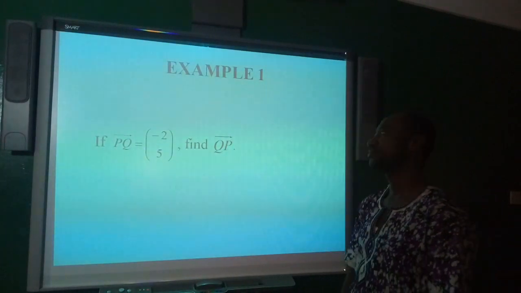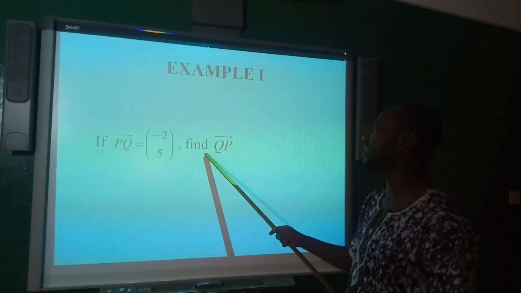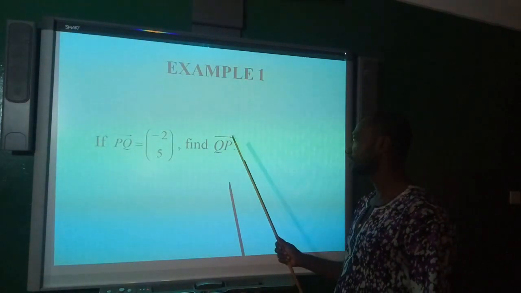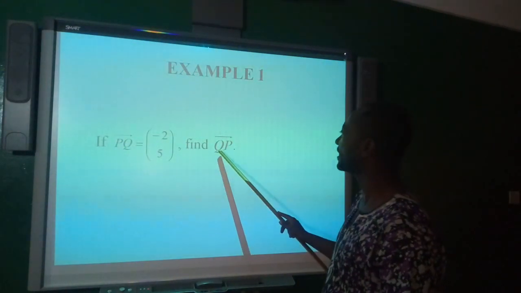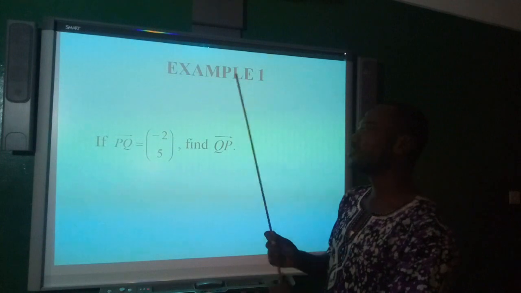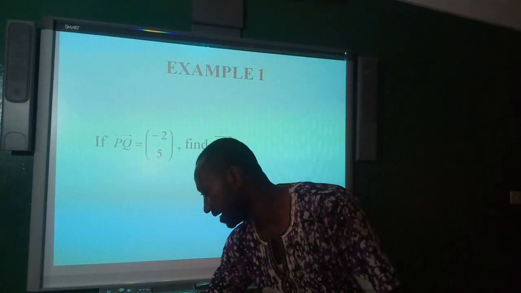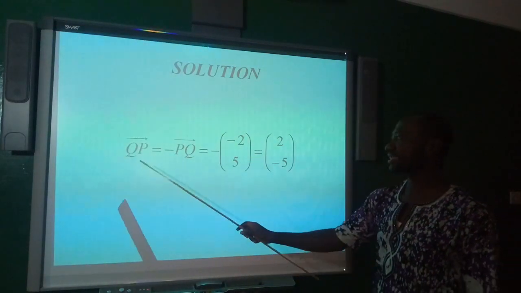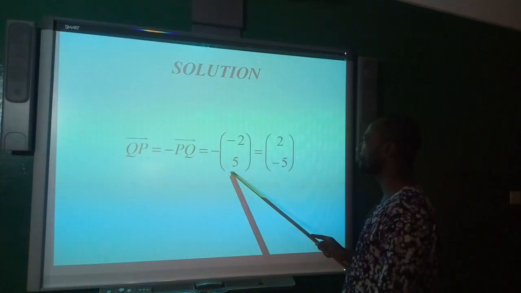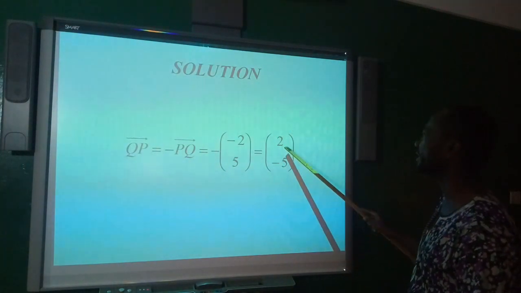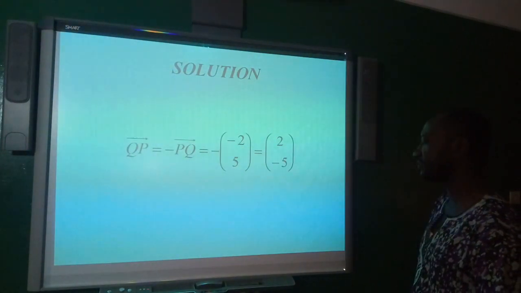Example 1. If vector PQ is negative 2, 5, find vector QP. So here you see that the main vector is PQ and you want to find what? QP. So direction has been changed. So it becomes what? Negative. So what is our solution? Let's look at the solution here. Our vector QP is the same as the negative of what? PQ. So we negate the components of that vector and our answer is what? 2, negative 5.